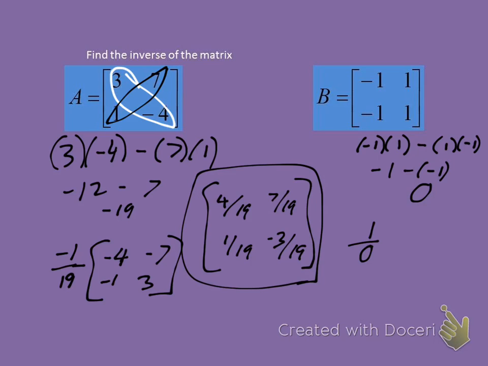Burke, I got a question. Why do we have to make it a fraction? That's the way the formula works. Why can't you just put the -19, like just multiply that?